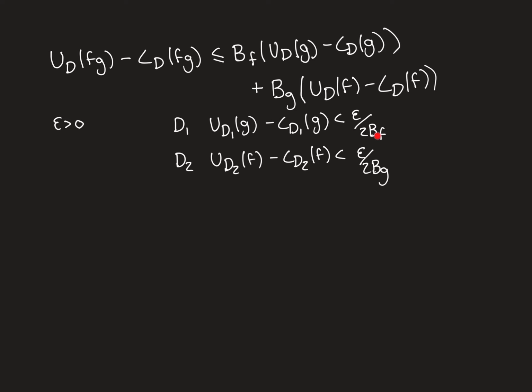Of course, the reason the bf needs to be there is because I want it to cancel with this bf here. And the reason the 2 needs to be there is I'm going to get an epsilon over 2 from this and an epsilon over 2 from this, so overall the sum will be less than epsilon.